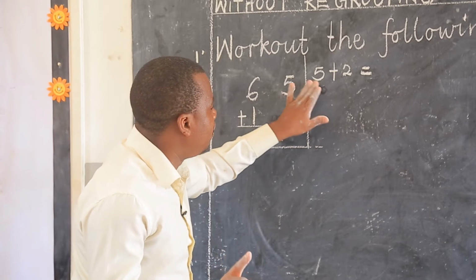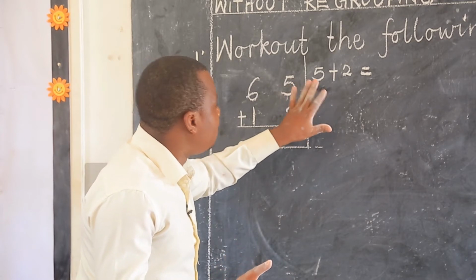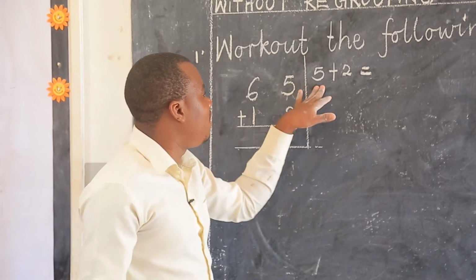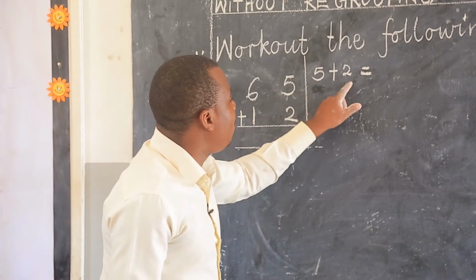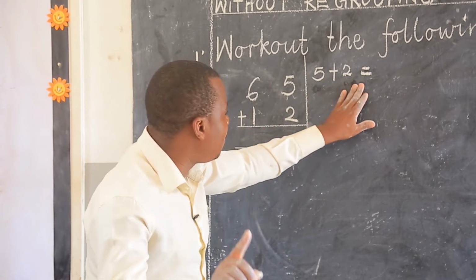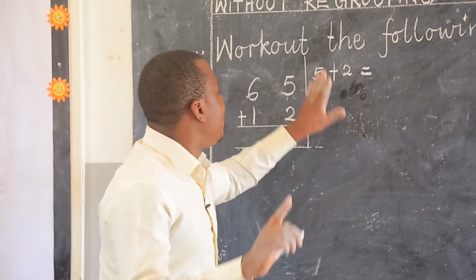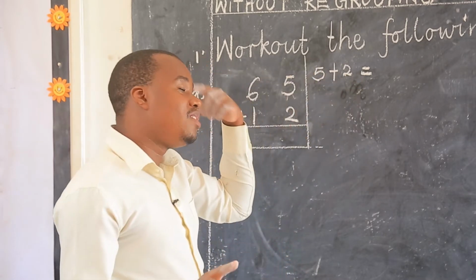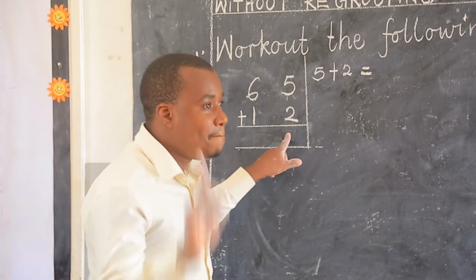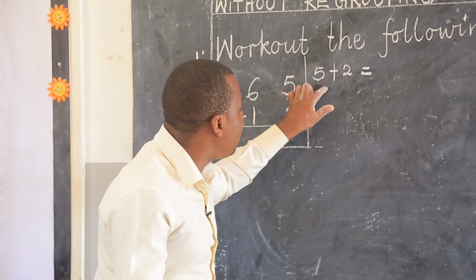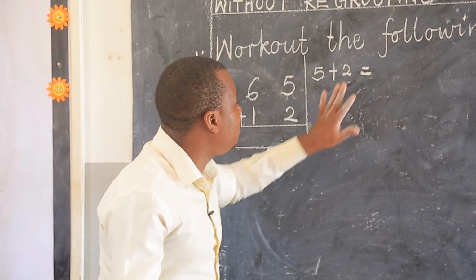Or you can draw here 5 balls. You remember in P2? 5 balls, small balls, not the ones you play in the field. And then you draw here 2 balls. After drawing them, count and find the answer. That one is better than just using the head and you write here a wrong answer. Better draw balls. 5 here and then make 2 here.